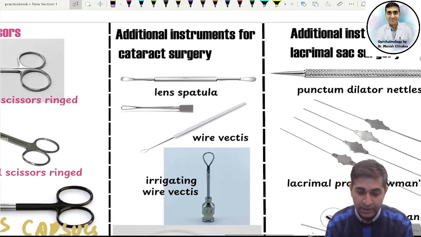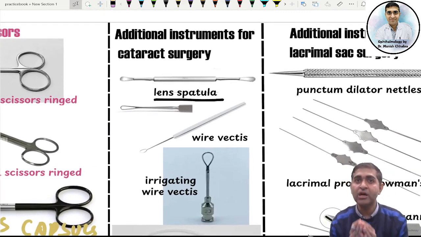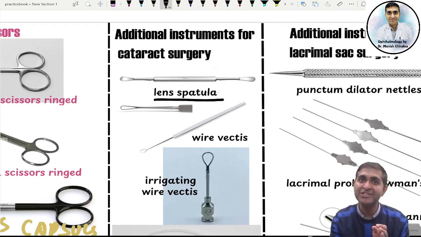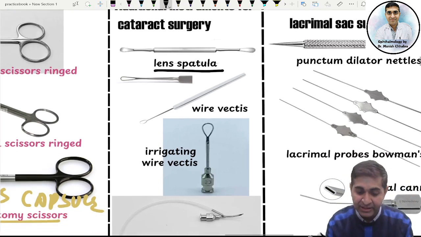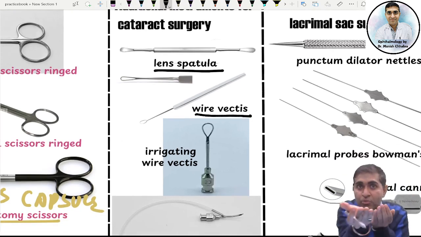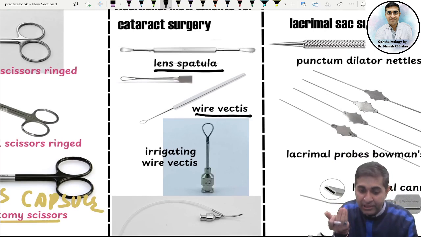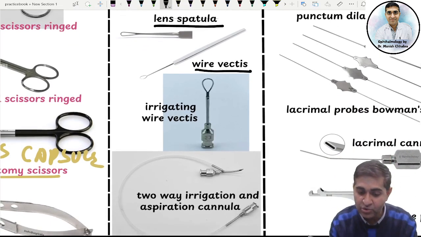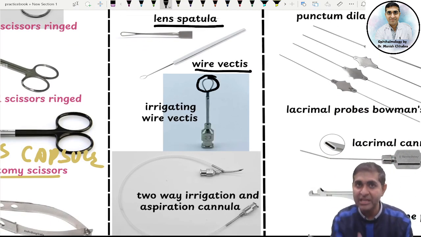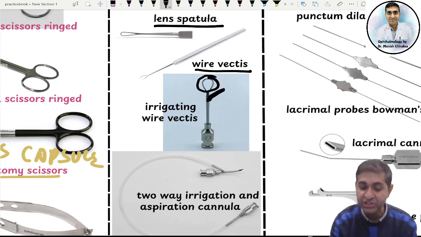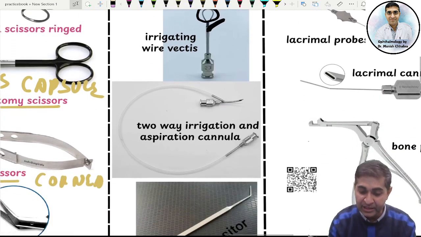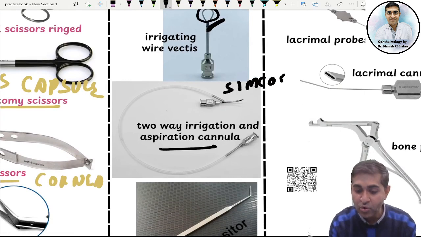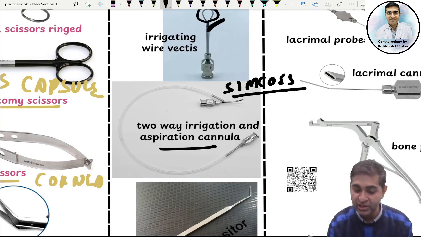Now, lens spatula. Lens spatula is used to bring the lens out of the capsule or manipulate the entire lens. Then there is wire vectis. Wire vectis is to bring the lens outside the eyeball. Irrigating wire vectis: on this, the lens is placed and it is pulled out, while irrigation is going on side by side. Then there is the irrigation aspiration cannula. So this is your Simcoe's irrigation aspiration cannula.